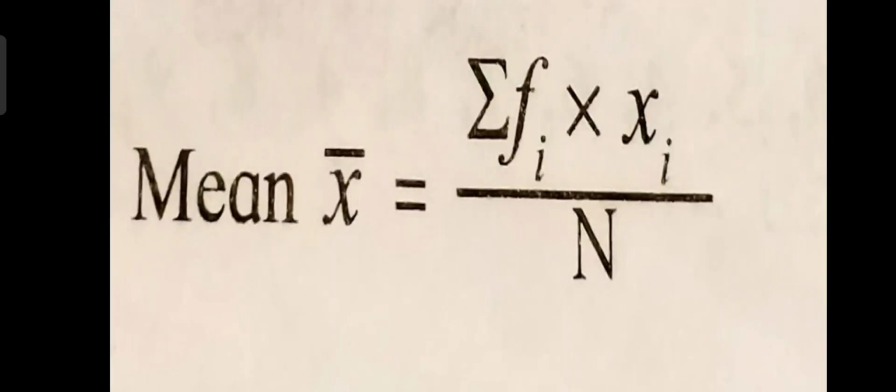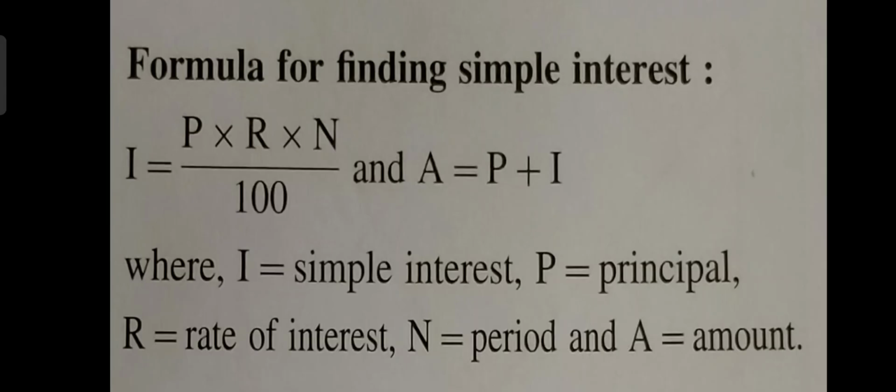Mean, which is x bar, is equal to sigma fi xi upon n. N is the total number, fi is the frequency, you can write it down, and xi is whatever the marks or the scores or whatever is being given, and n is the total number.